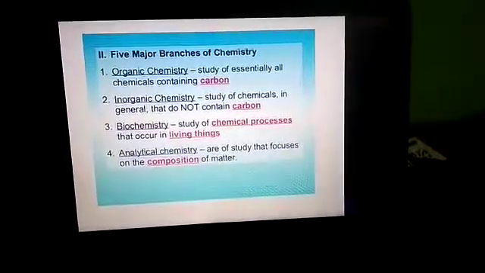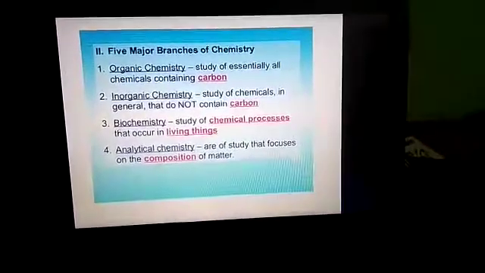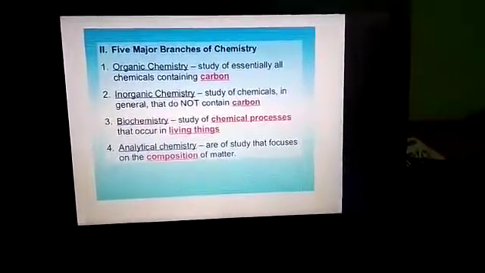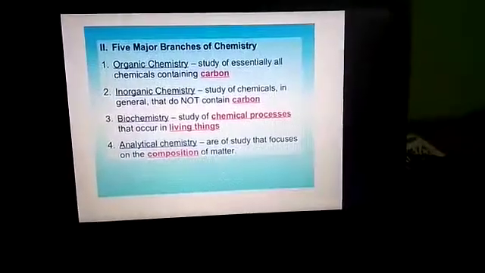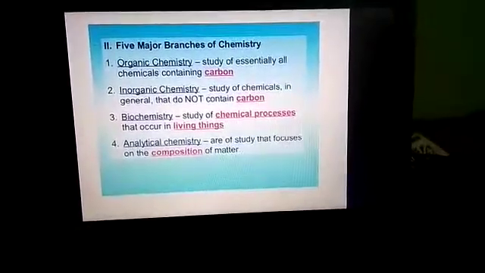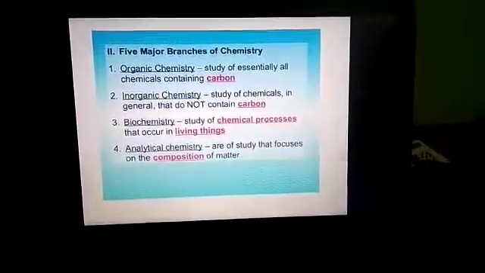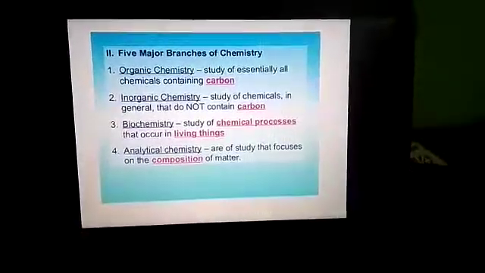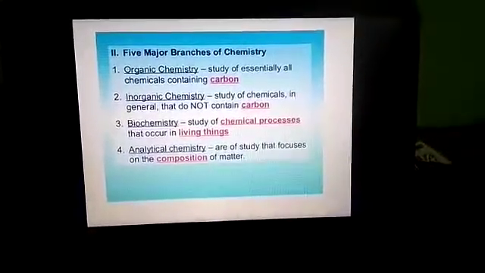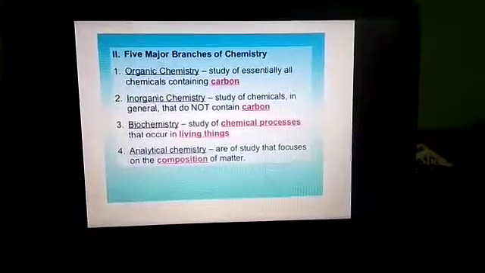Inorganic chemistry, study of chemicals in general that do not contain carbon. So study of the chemicals which contain carbon, that is organic chemistry. And chemicals which do not contain carbon is inorganic chemistry.